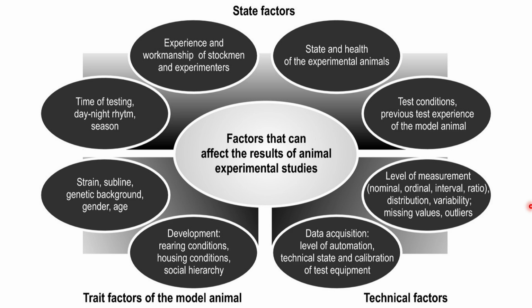Then the experience of the person that is performing the experiments, and the place where the animals have been kept, and the developmental conditions like housing conditions, social hierarchy. These all are various factors that affect the results of an animal experimental study.